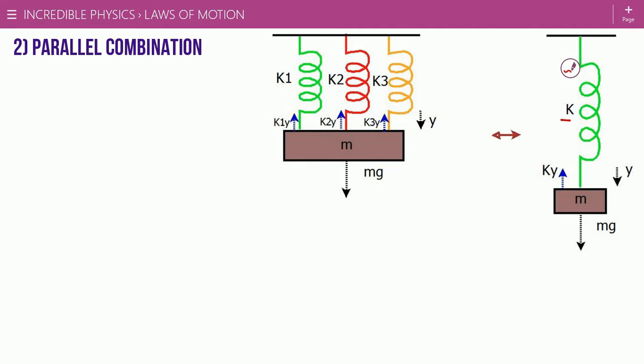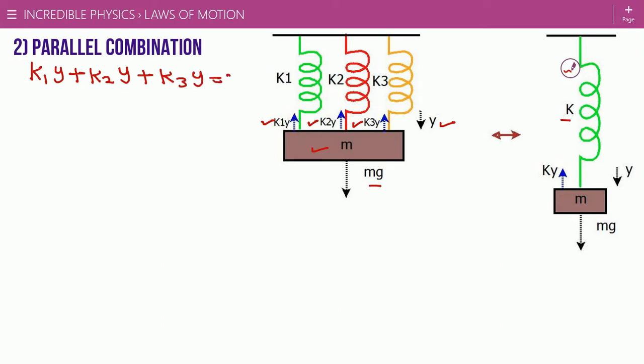We can see in the diagram that this block m is experiencing a weight, a downward force mg. Suppose the elongation in each spring is y in downward direction. So first spring applies force K1y, second spring applies force K2y, and third spring applies force K3y on the block in upward direction. Because the block is in equilibrium, net force is 0, or we can say that K1y plus K2y plus K3y equals mg.